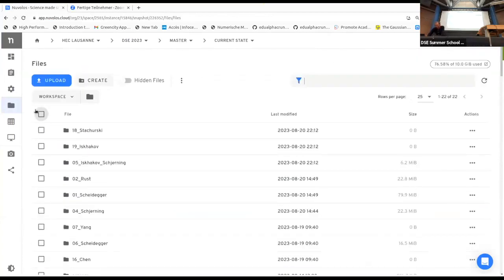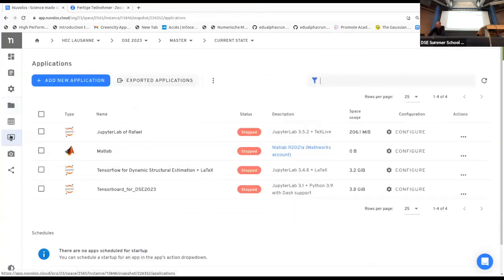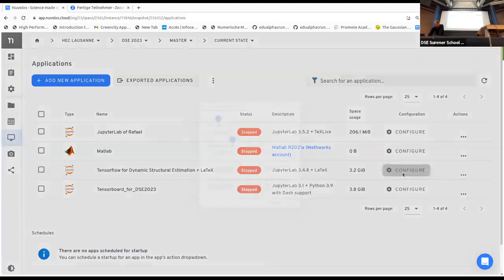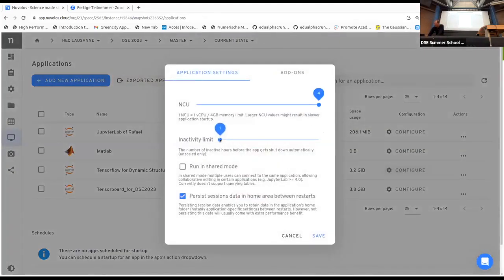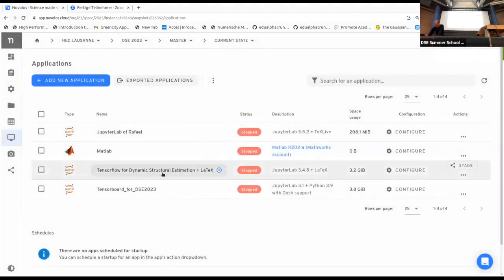The important part is twofold. First of all, you have all the copies of the lectures. But if you go to the left-hand side, we pre-configured a bunch of applications. I prepared TensorFlow for dynamic structural estimation. There's TensorBoard, a tool from Google to debug. I prepared MATLAB, and then there is a JupyterLab prepared by Rafael from the Swiss Supercomputing Center. I configured that for you, so you all have four virtual cores with 16 gigabytes of memory.